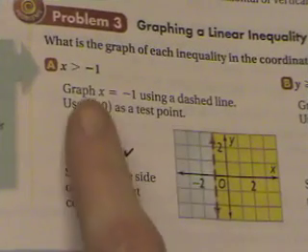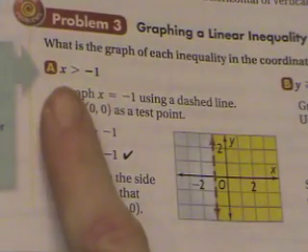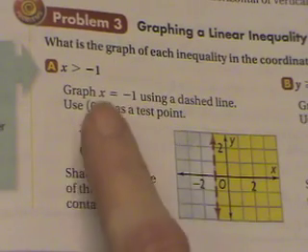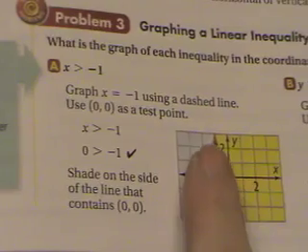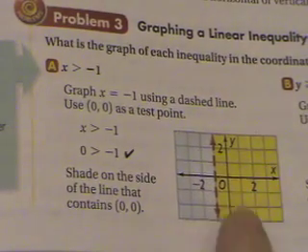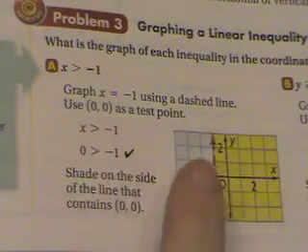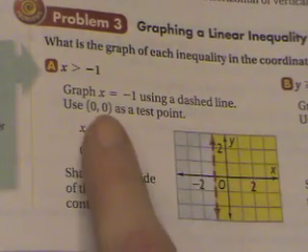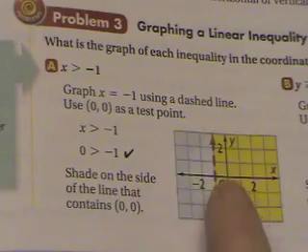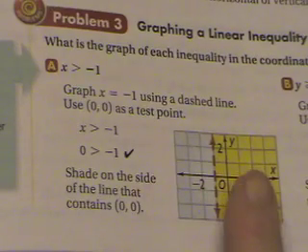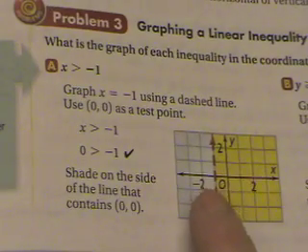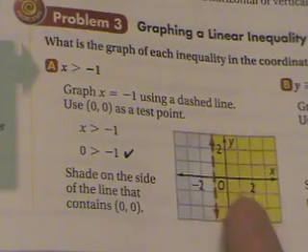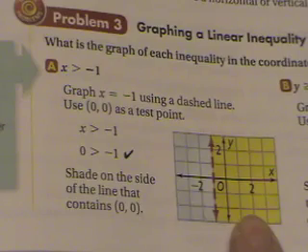What we just did is letter A of problem 3 on page 391. They want you to graph x is equal to negative 1 using a dashed line. Why? Because negative 1 is not part of our solution. Right there, there's our boundary line. Use (0, 0) as a test point to figure out which side of the line you're going to shade in. And since 0 is greater than negative 1, you're going to color that in.